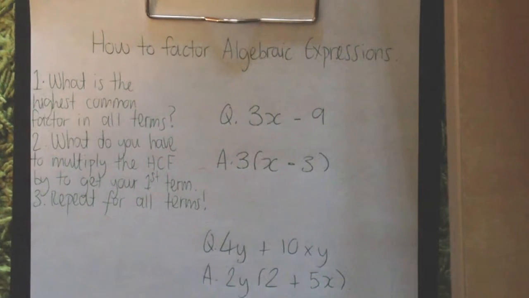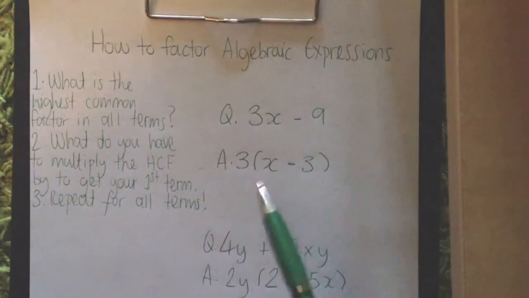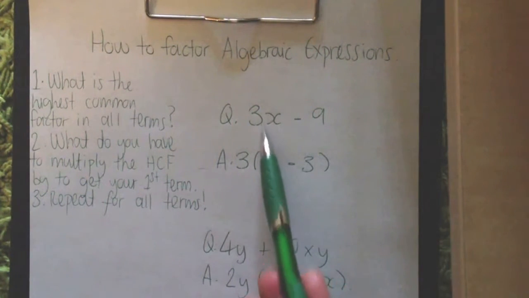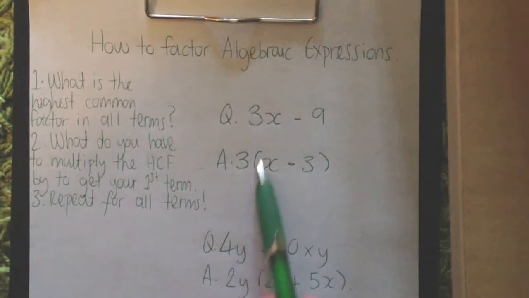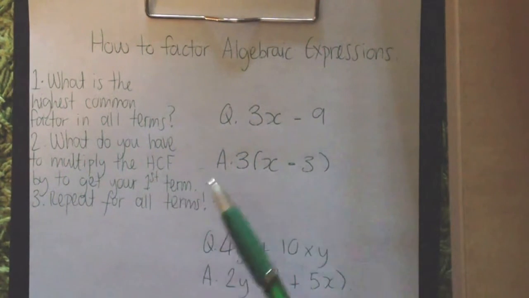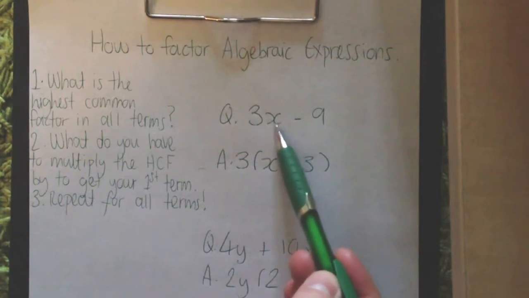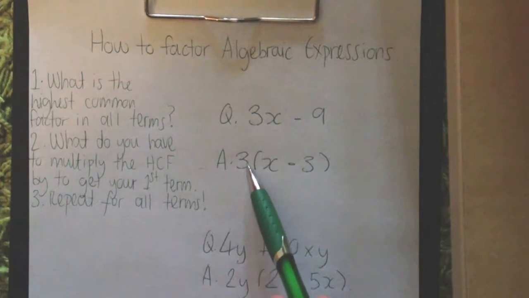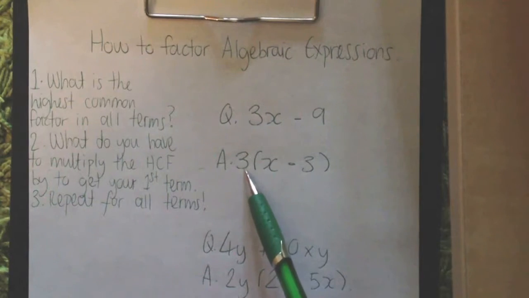The highest common factor can be numbers or letters. So it's the highest number or letter that can go into both terms. So we've got 3x and minus 9. Well, 3 is the highest common number that goes into both this and this. And we've only got x on the first term, so 3 is just going to be the highest common factor.